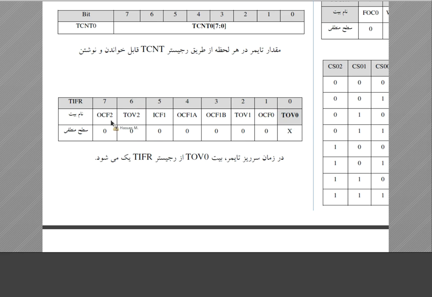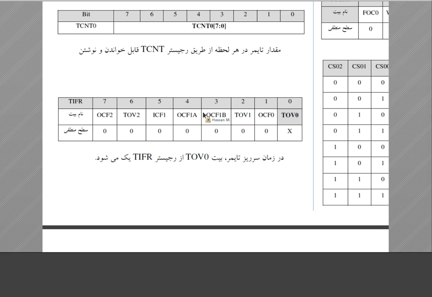The counterpart for timer 2: timer overflow for timer 2, and timer output compare flag for timer 2. That's right. And these 4 bits are for timer 1, we will see later: timer overflow for timer 1, output compare flag for timer 1, output compare flag A and output compare flag B.